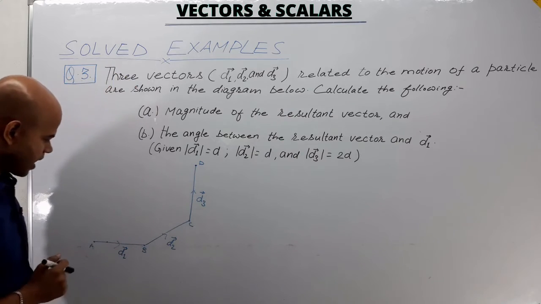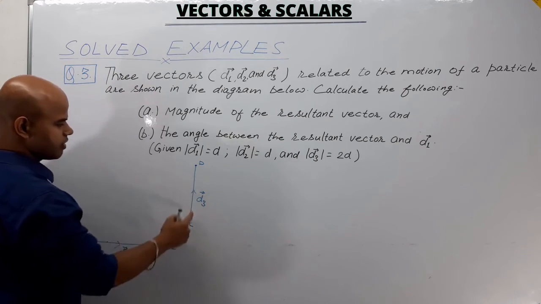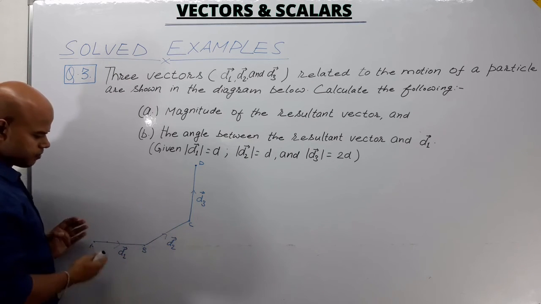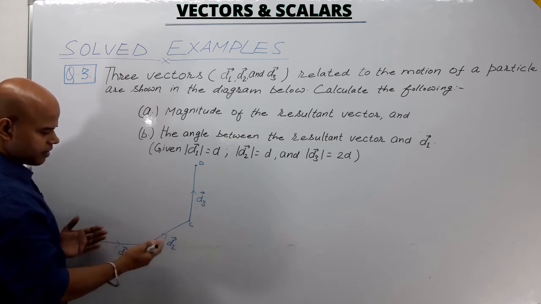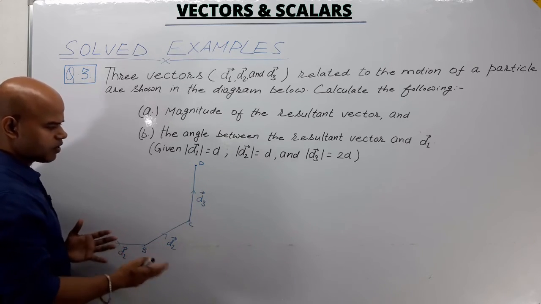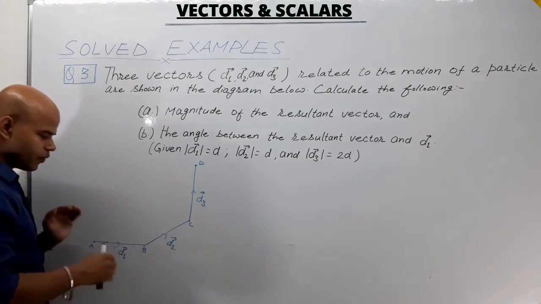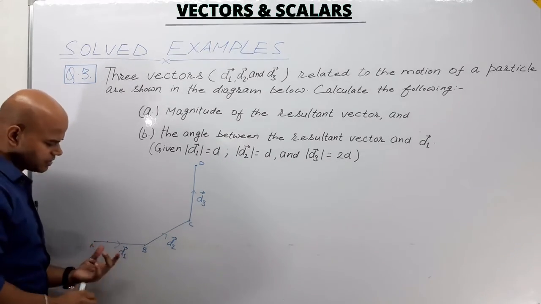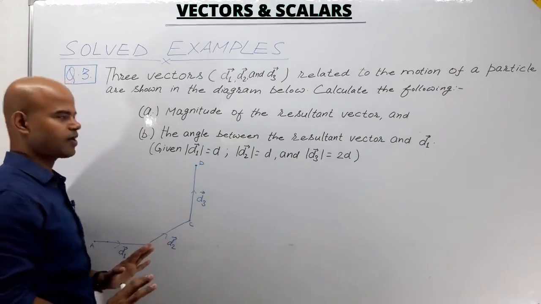So let's look at the diagram. This is d1 vector, d2 vector and d3 vector. These vectors are related to the motion of a particle. So maybe these d1, d2, d3 vectors represent displacement of the particle or velocity of the particle. Whatever it is, it doesn't matter. We have to see them as vectors. That's it. So for us, d1 vector, d2 vector and d3 vector are simply vectors, right?